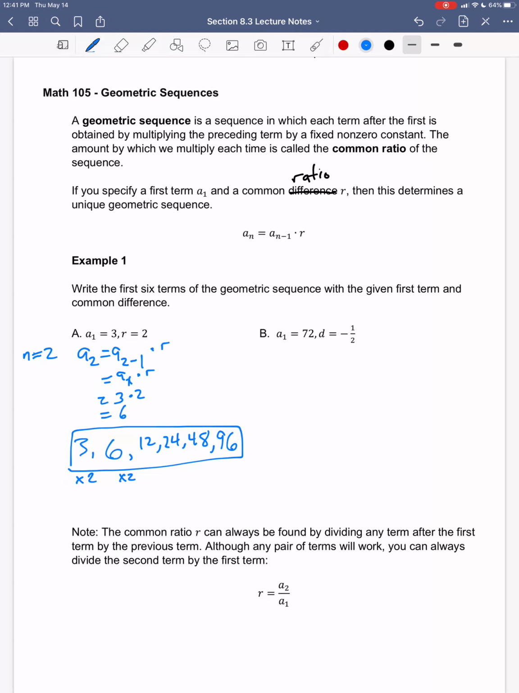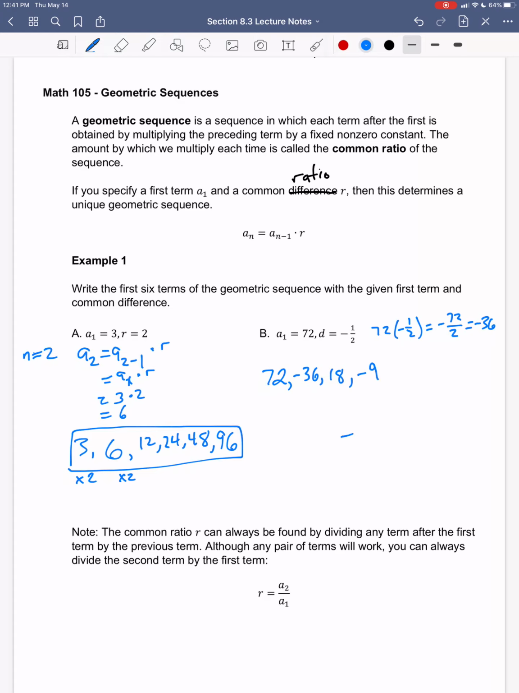In part B, we start with 72, and then I have to multiply by negative 1/2. Of course, multiplying by a half ends up being the same thing as dividing by 2. So I start with 72. I multiply by negative 1/2, or divide by negative 2. That changes, of course, the positive to a negative. So I go to negative 36. When I multiply by negative 1/2 again, negative times negative is positive. 36 over 2 is 18. Then I divide by 2 and get negative 9.